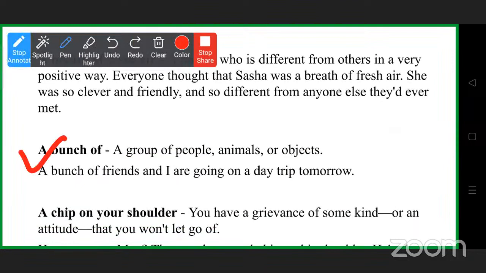Next is a bunch of. A bunch of means a group of people, animals or objects; you can use it for all three. For example, a bunch of people are standing in your favor, so why are you standing for the election? Do not stand for the election because only a bunch of people are standing in your favor, so it's much better not to stand. Like, a bunch of friends and I are going on a trip tomorrow.